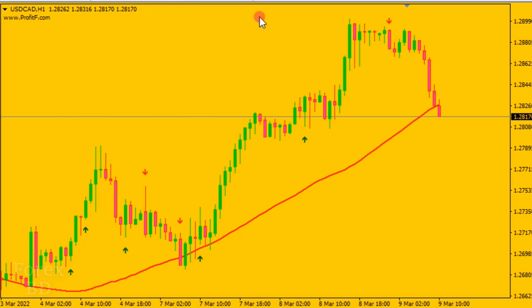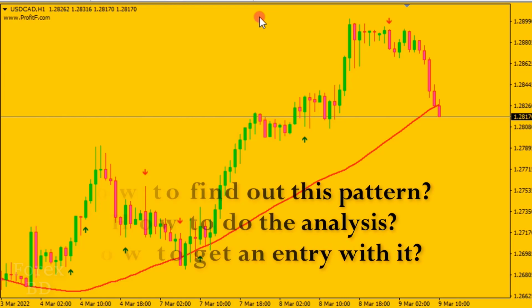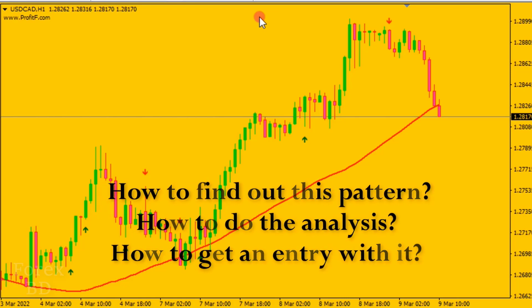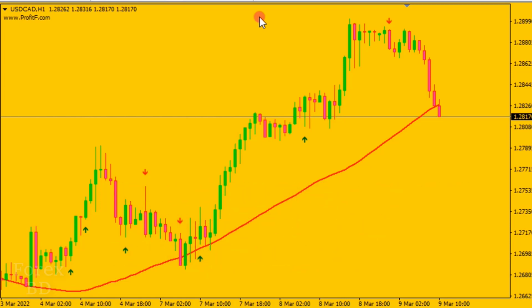In today's video we will discuss this strategy point by point. Today's video has some topics. First, how to find this pattern. Secondly, how to do the analysis, and how to get an entry with it. One thing I would like to say: today we will give you an indicator for free so that you can easily do the analysis. That means the indicator will tell you when the engulfing pattern is being made, so you don't have to bother remembering so much anymore, and you don't have to search for an engulfing pattern. Anyway, I will discuss this today.